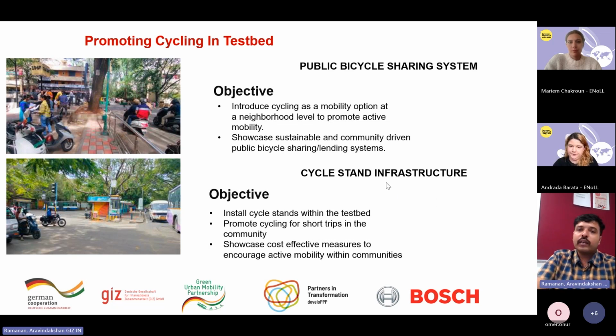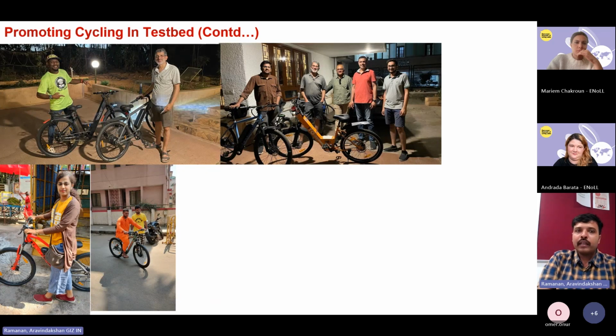One of the concerns raised by the community was that the reason they are not using cycles is that people can take them away. There are no cycle stands or docking stations where they can lock the cycles. So we are also installing cycle stands across the community to address this problem. As you can see, the community is in the thick of things.